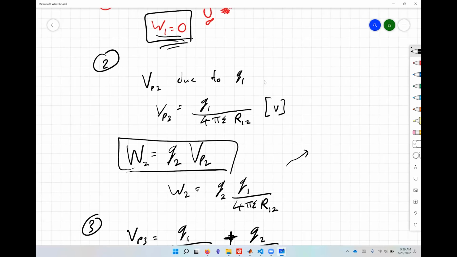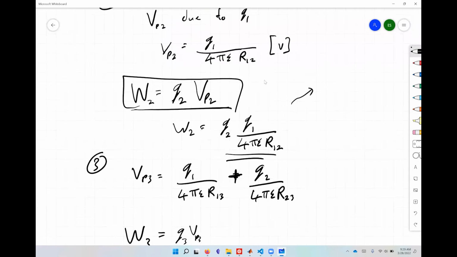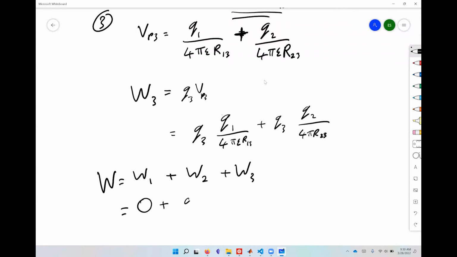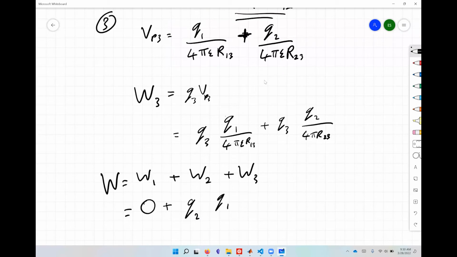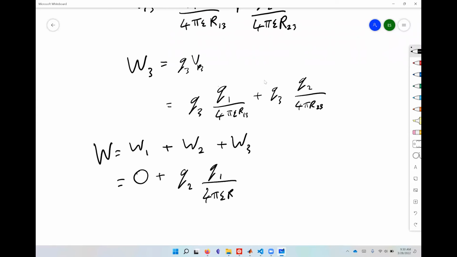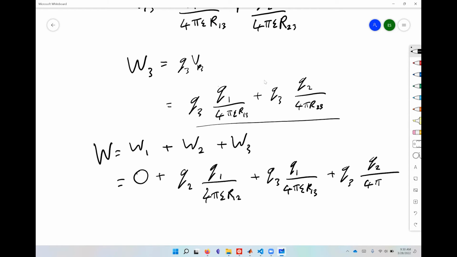W2 was this. Yeah, Q2 Q1 over 4 pi epsilon R12. W3 is this. So this is plus Q3 Q1 over 4 pi epsilon R13 plus Q3 Q2 over 4 pi epsilon R23. Okay. So this is the total energy stored in the field.